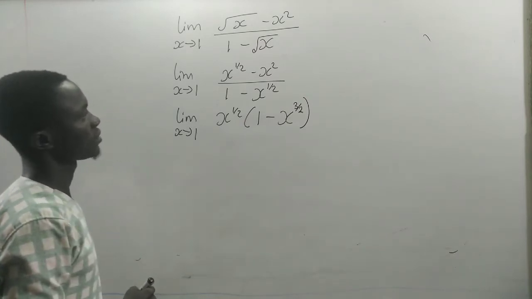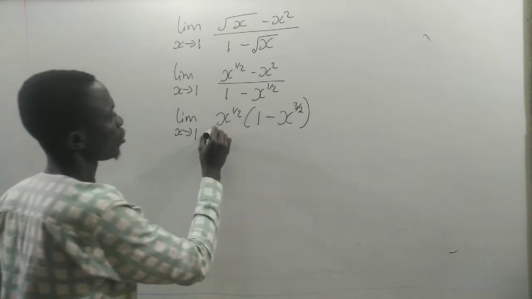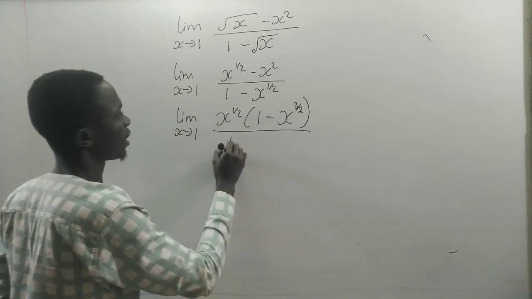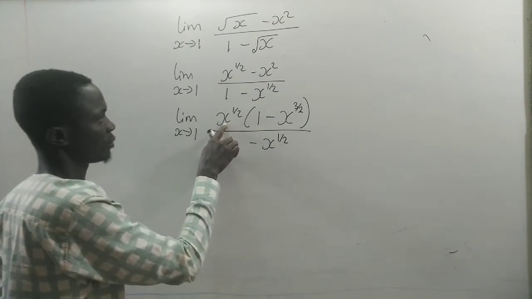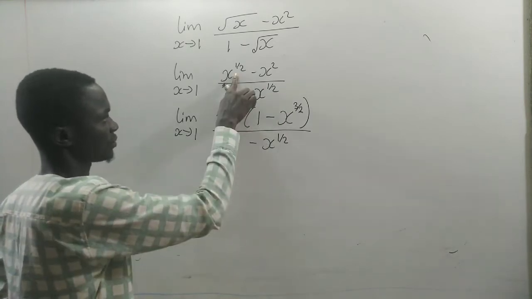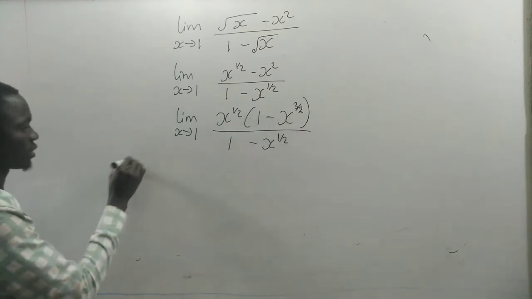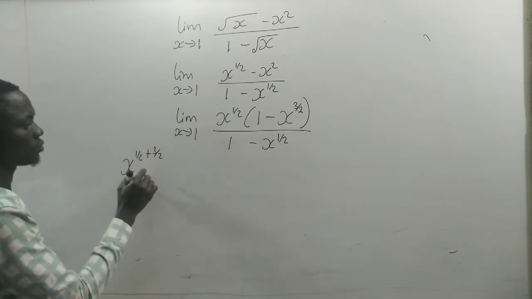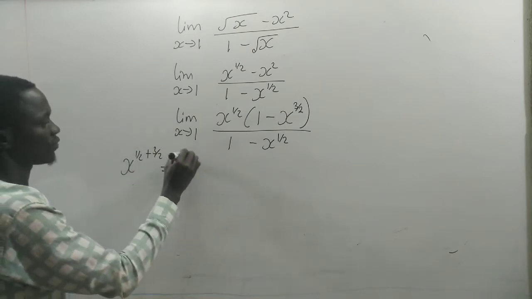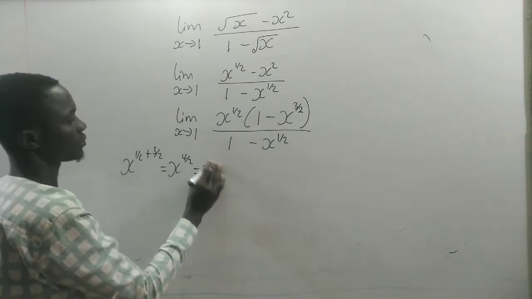Is it like that? Yes, very simple as that. All divided by 1 minus x to the power half. Now look at this. X to the power half times 1 will give us this. X to the power half times this will give us x to the power half plus 3 on 2. And this will give us x to the power 4 on 2, and we go back to x squared.